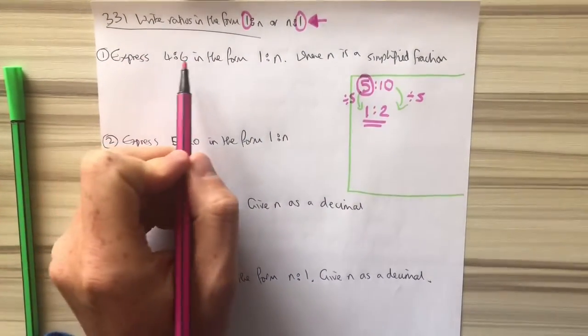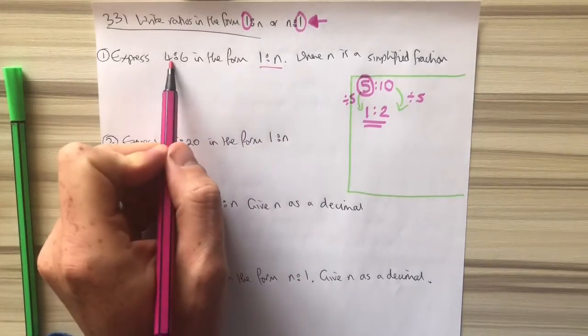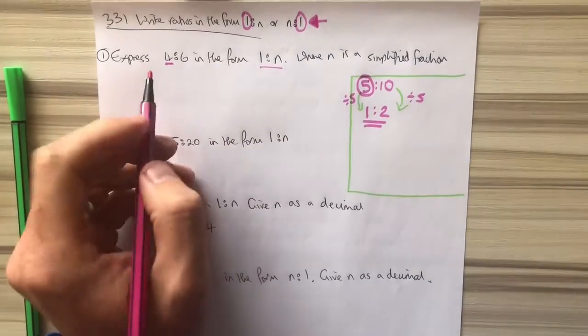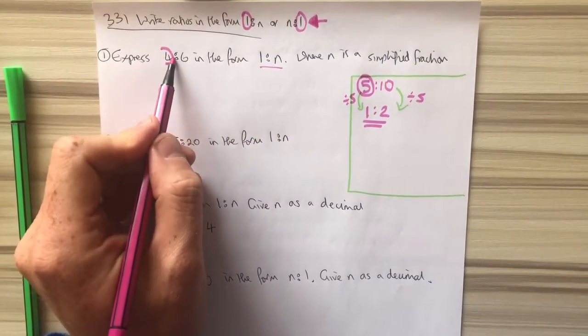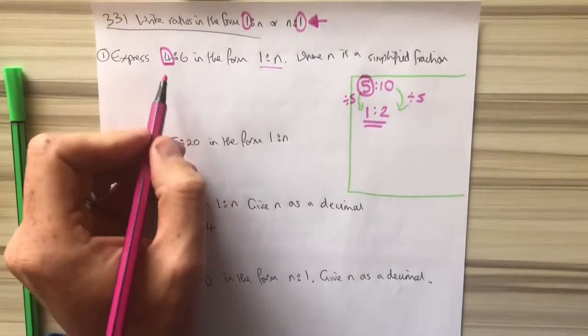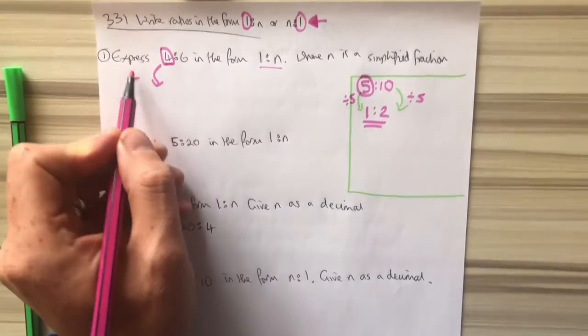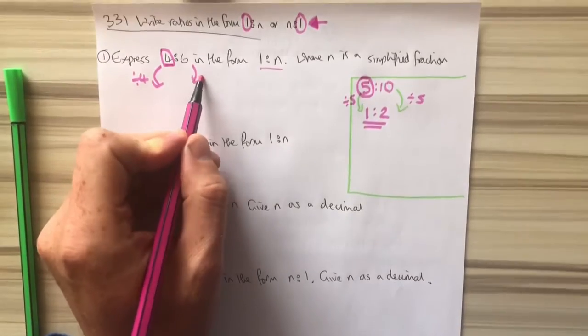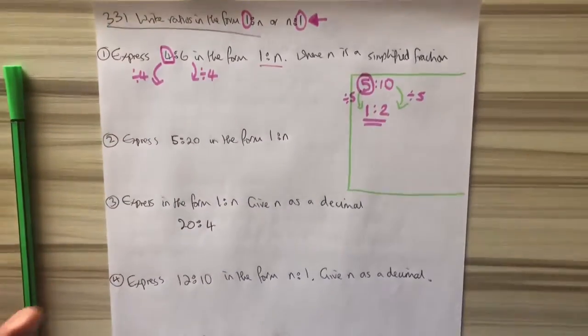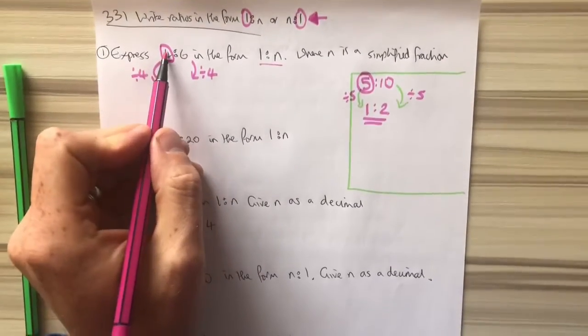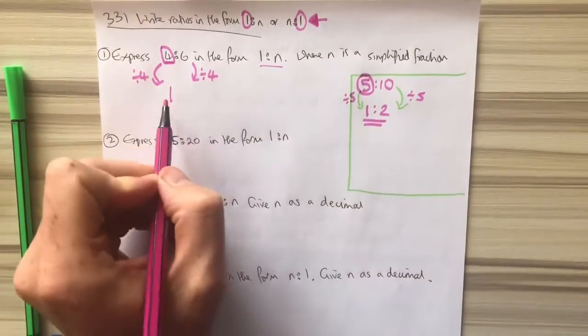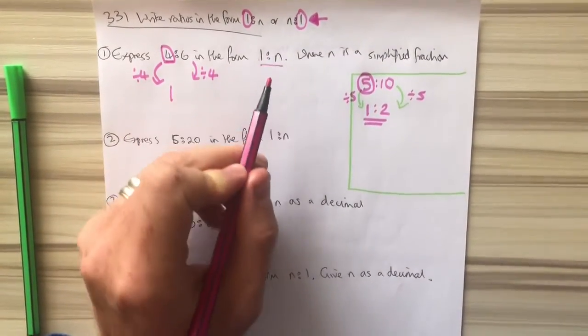So the first one, express 4 to 6 in the form 1 to n. So you've got to make this number 1. How do you do that? Well, I'm going to divide by that number. So I'm going to divide by 4. Now, this is the only time you're allowed to have fractions as answers. If I do 4 divided by 4 I get 1, and that's what I wanted. I want 1 to n.